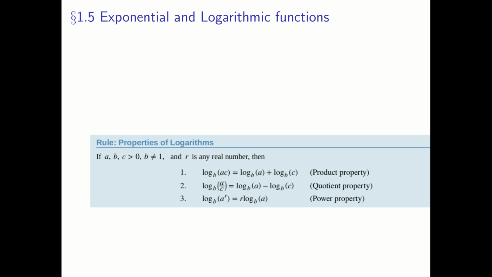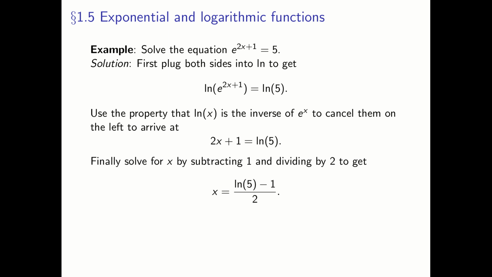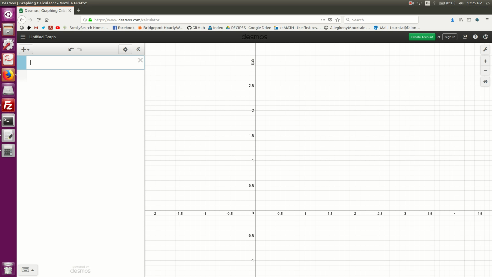So let's look at an example, okay? Now the properties of exponents are the standard properties of exponents, by the way. So if I have e to the x times e to the x, then what happens is I add the exponents, okay? And you learn this in college algebra when you're multiplying, say, polynomials together. Okay, so let's look at an example of solving a logarithmic or exponential equation. So I have this equation, e to the 2x plus 1 equals 5, and again we can interpret this graphically, if we wanted to.